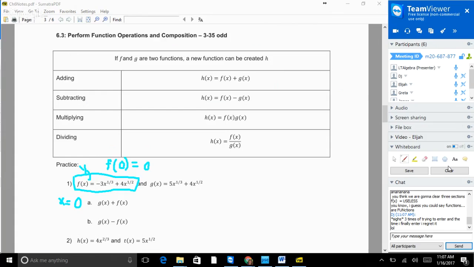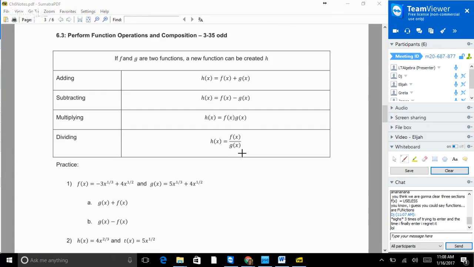Okay, so what we're going to talk about is called performing function operations and composition. This actually is not very difficult. Believe me on this one, it's not very difficult. If you have two functions, f of x and g of x, we can do some operations to those to create a new function. You can add two functions together: f of x plus g of x gives a new function, h of x. I can subtract two functions from each other, multiply them, and divide them.